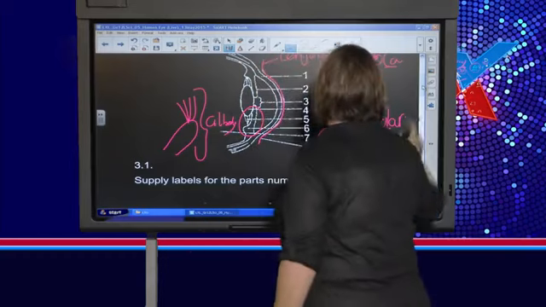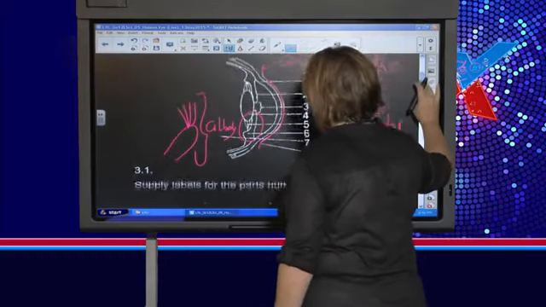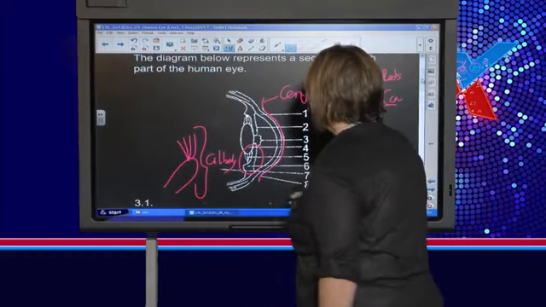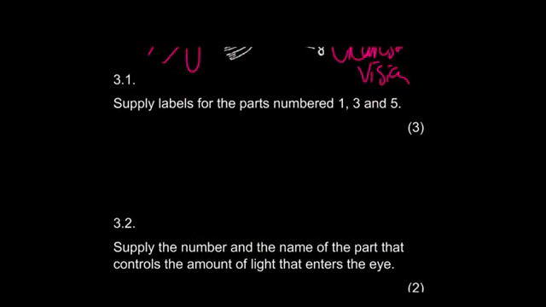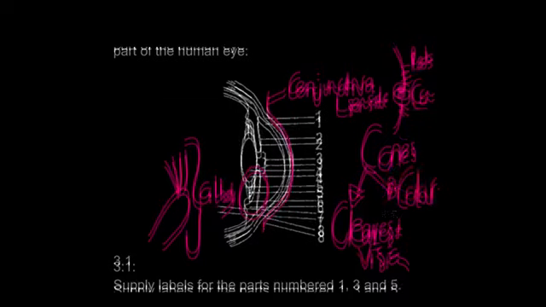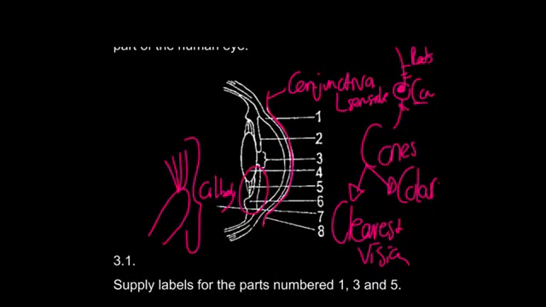Guys, if we have a look at the questions, the ones that I have already drawn on, and at this diagram again, you will notice it's a diagram of the eye. So first of all, what do we need to know? Our labels and our functions. If we were asked to supply labels for the parts numbered 1, 3, and 5: 1 would be my cornea, 3 is my pupil, and 5 is my suspensory ligaments.